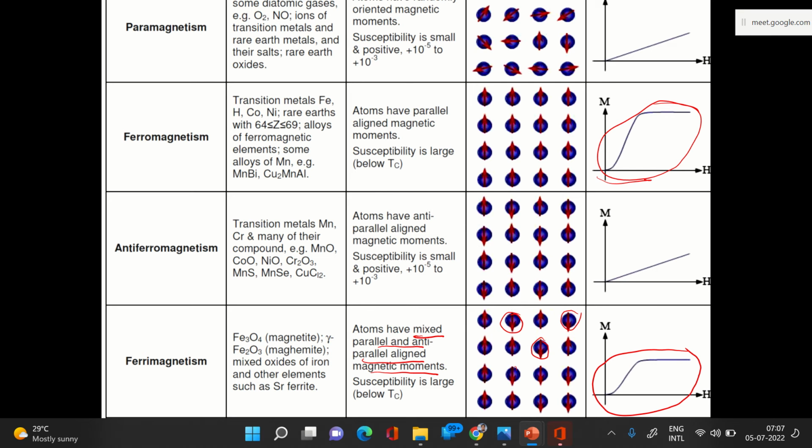But when you look at the internal structure, you find there are spins which are anti-parallel and spins which are parallel to each other. Overall, these anti-parallel spins are not able to cancel out the parallel spins, and there is net magnetization present. So susceptibility is still very large compared to paramagnetism, but maybe slightly lower compared to ferromagnetic.